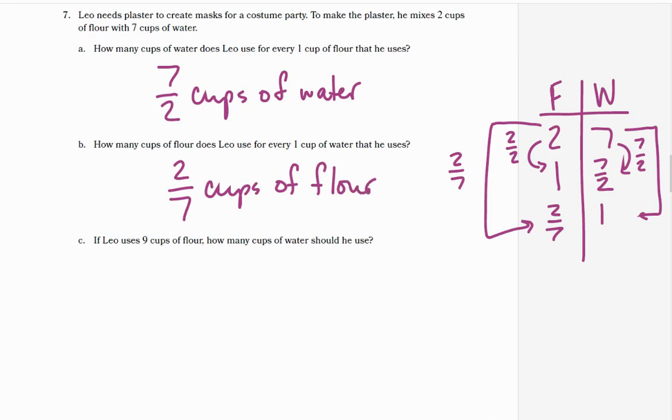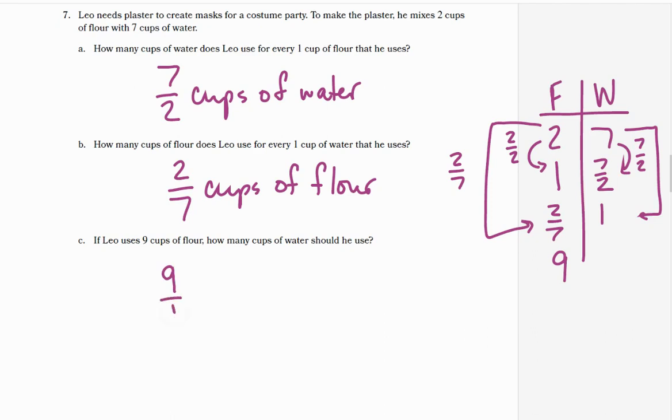Then I'm ready for step C. If Leo uses 9 cups of flour, so again, I'm going to put the 9 in the cups of flour column, how many cups of water? In order to figure out how to do this, I'm going to go back and look at, I put the 9 in the flour column. Where do I have a 1 in the flour column? Right up here, I have 1 in the flour and 7/2 in the water, which means that I'm going to multiply by 7/2 in order to get the amount of water.